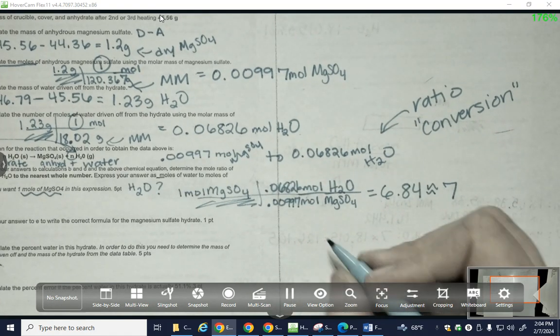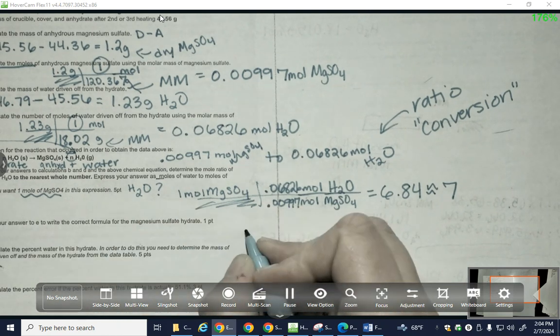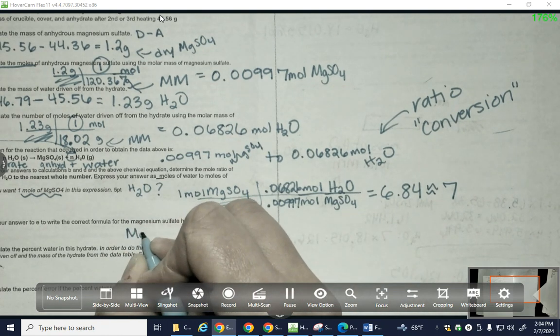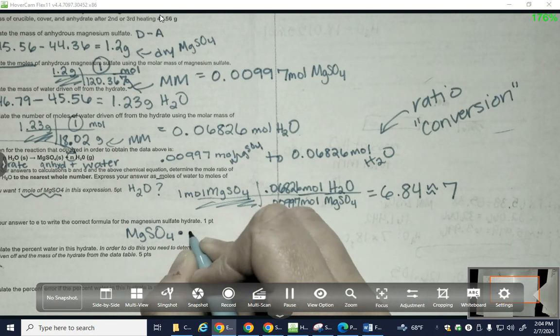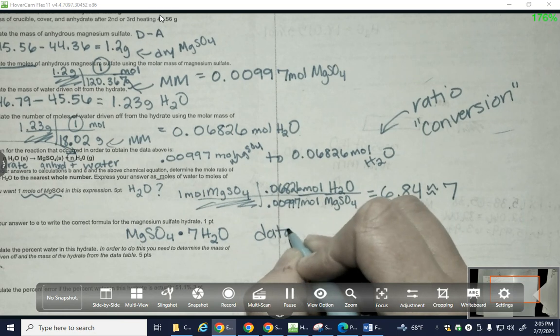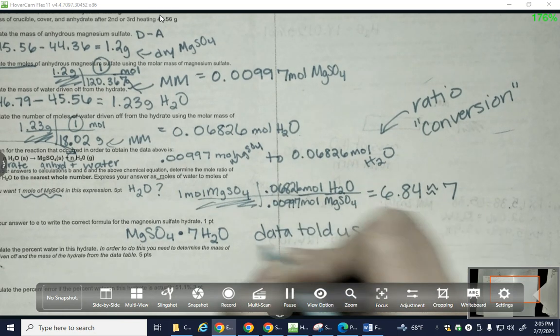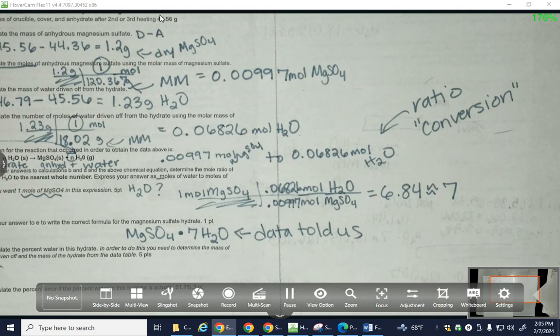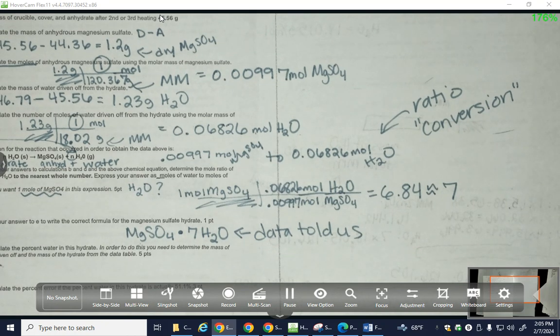So that tells me that our magnesium sulfate was MgSO4 7H2O. That's what my data is saying. That's what our data told us, 7H2O. So yours might be a 7, might be a 5, might be a 4. It just depends where your stuff is at. All right, so the next part is calculating the percent water in the hydrate.